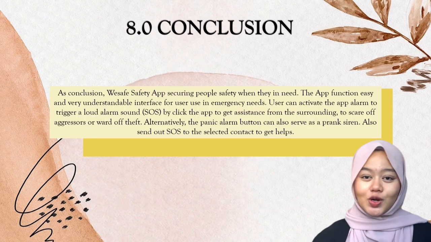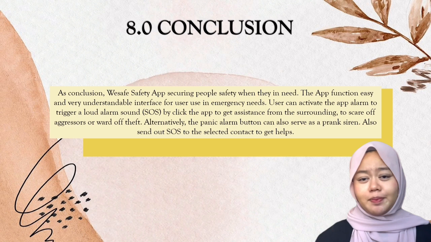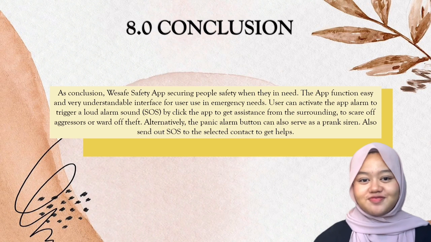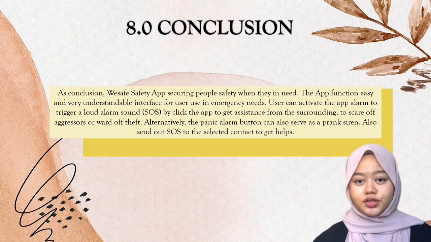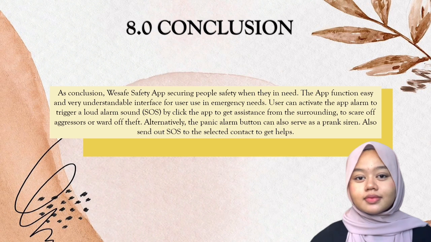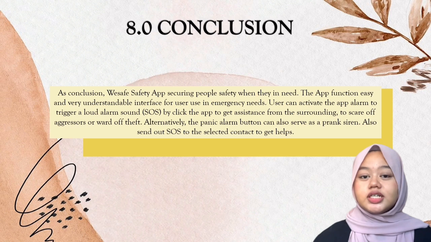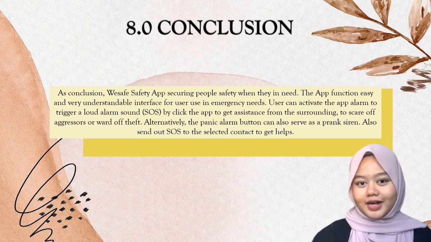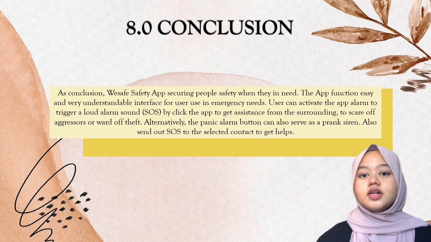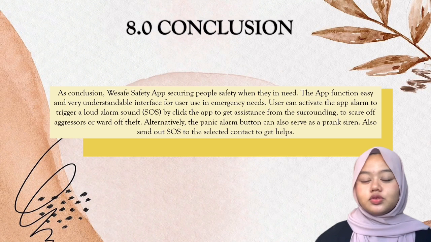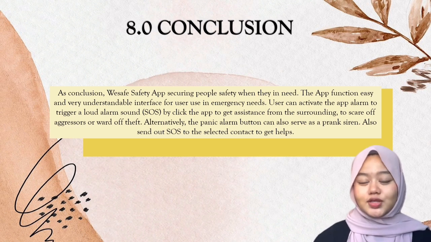So the last part is the conclusion. In conclusion, WeSafe Safety is an application that we need in daily life because it is very secure. Also, the application has an easy and understandable interface for users to use in emergency needs. For example, the user can activate the app alarm to trigger a loud sound alarm. It is used to scare off aggressors or ward off theft. Alternatively, the panic alarm can also serve as a prank police siren, and also send out an SOS message to call selected contacts to get help.